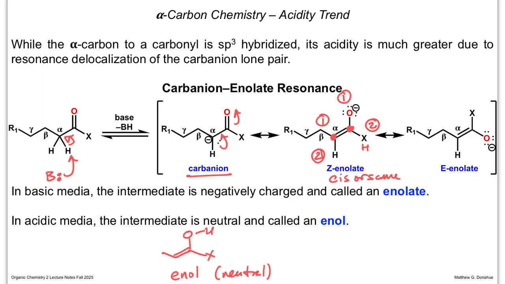Primarily you find enols under acidic medium, but by and large, a lot of this chemistry is run with the negatively charged enolate. Any questions?